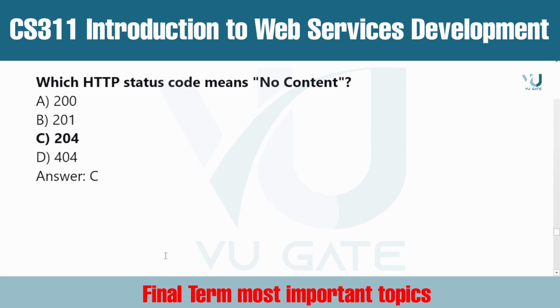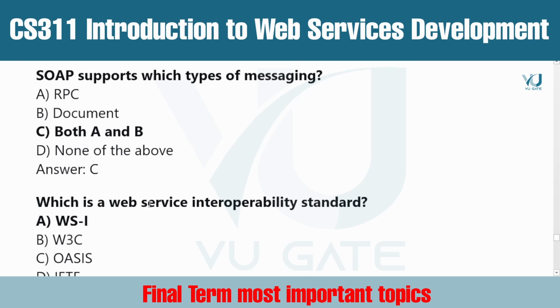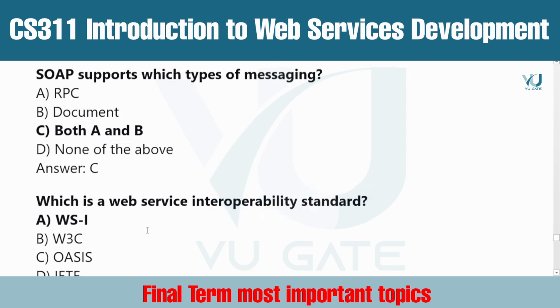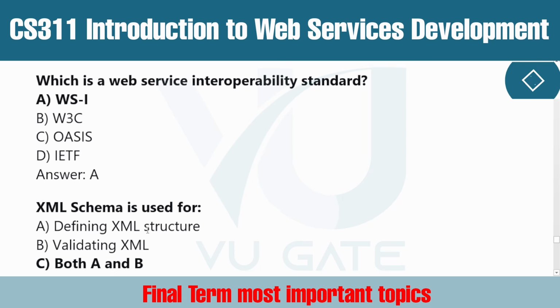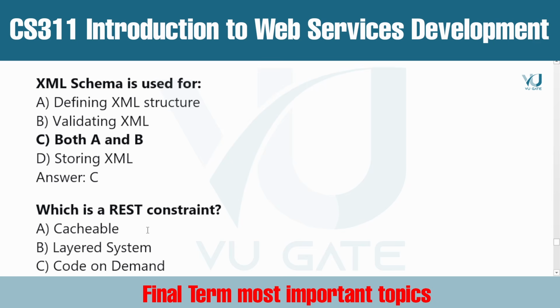Question 60, which HTTP status code means no content? The correct answer is option C, 204. Question 61, SOAP supports which types of messaging? The correct answer is option C, both A and B. Question 62, which is a web service interoperability standard? The correct answer is option A, WS-I. Question 63, XML schema is used for? The correct answer is option C, both A and B.